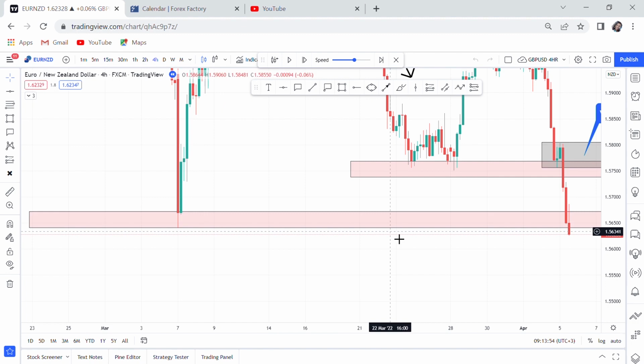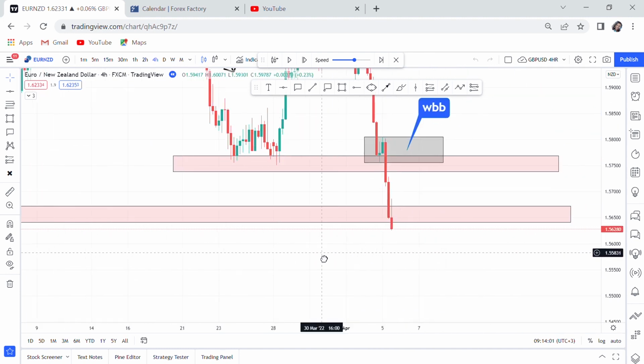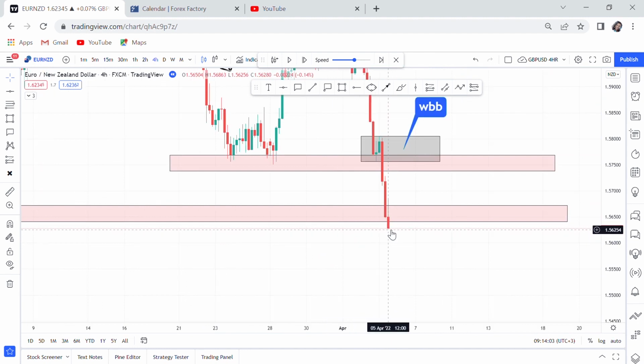So what do we do? We will check what time frame this is. This candle was 12, so we'll wait until the daily candle closes. So we can see the market is still coming up.